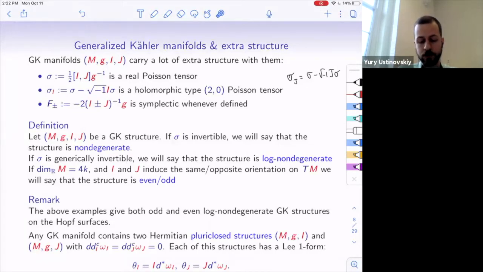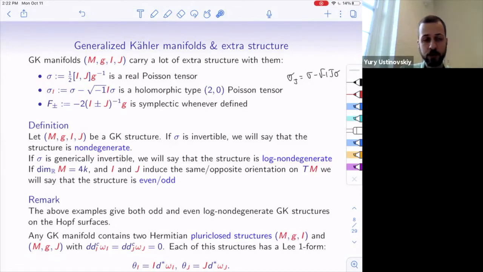So we will need a couple of special cases of generalized Kähler structures. So one will be when sigma is actually globally invertible; such structures will be called non-degenerate. And another when it is generically invertible, or equivalently, it turns out it's enough to require that sigma is invertible at least at one point. So if it is the case, then the structure will be called log non-degenerate.